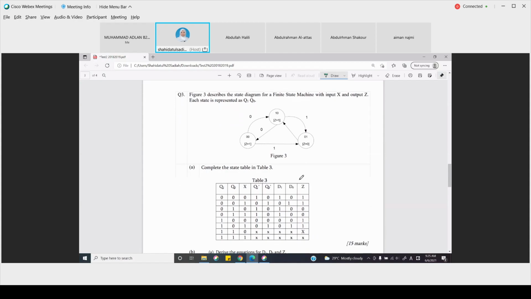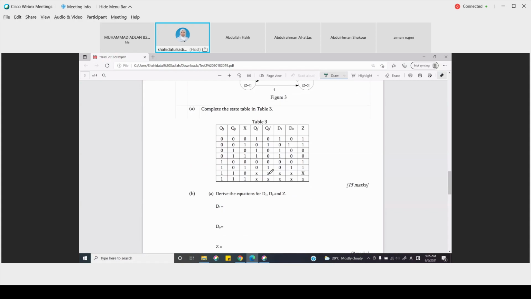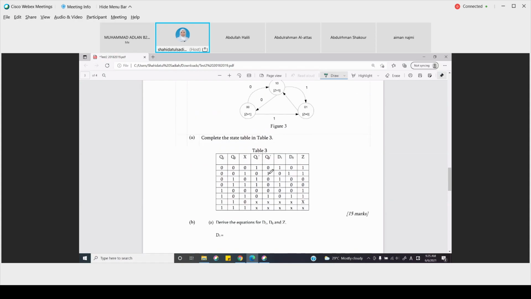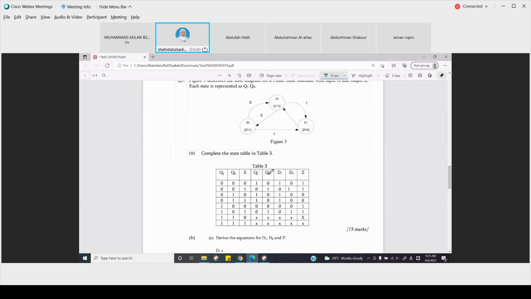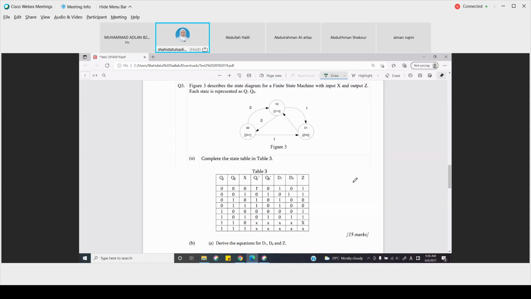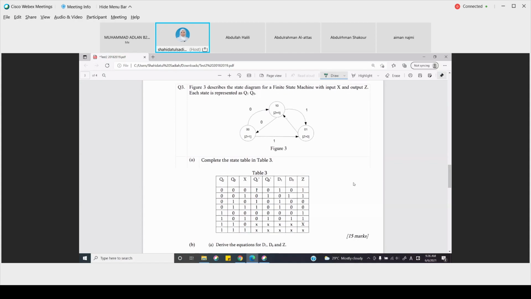Figure 3 describes the state diagram for a finite state machine with input X and output Z. Each state is represented as Q1, Q0, and then we have to complete. I must have given you the wrong test questions, okay? Because this is supposed to be not filled. This is supposed to be space where you have to answer it by yourself. Okay, but let's go through the state table.